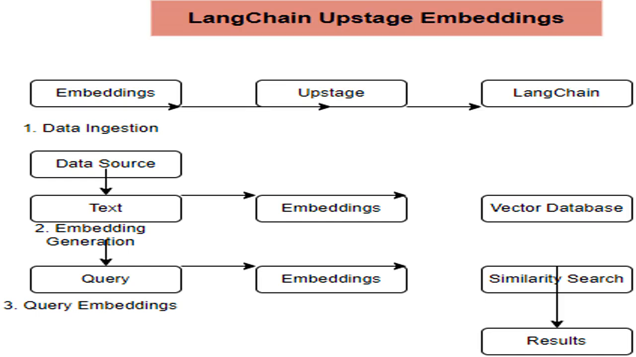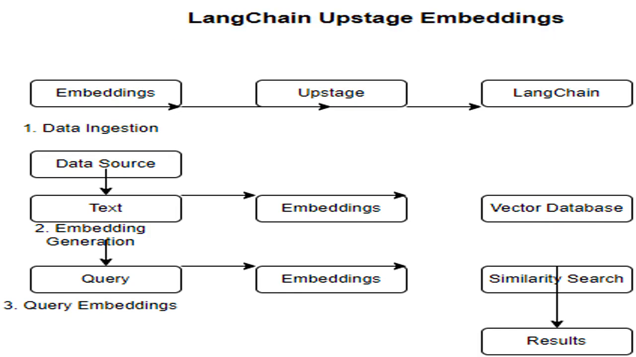Query. Embeddings. A query is provided to the embeddings component to generate its embedding. Embeddings. Vector database. The query embedding is used for similarity search in the vector database. Vector database. Similarity search. The vector database performs similarity search based on the query embedding. Similarity search. Results. The results of the similarity search are returned to the user.